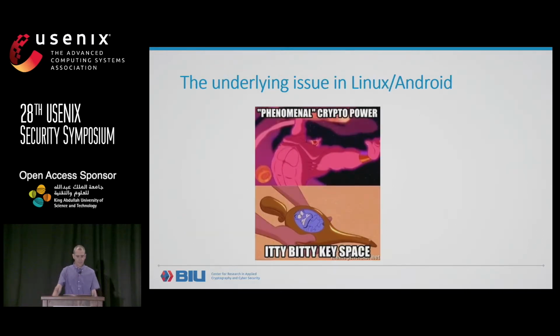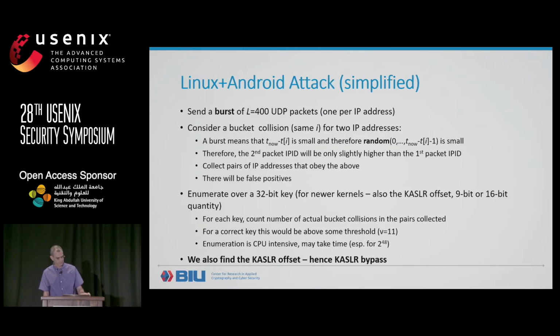And the underlying issue in Linux and Android appears to be the fact that they do use a crypto, not a phenomenal crypto. This hash function is not overly strong, but at least it has some cryptographic value as opposed to a linear function, for example. But it uses a ridiculously small key space of 32 bits.